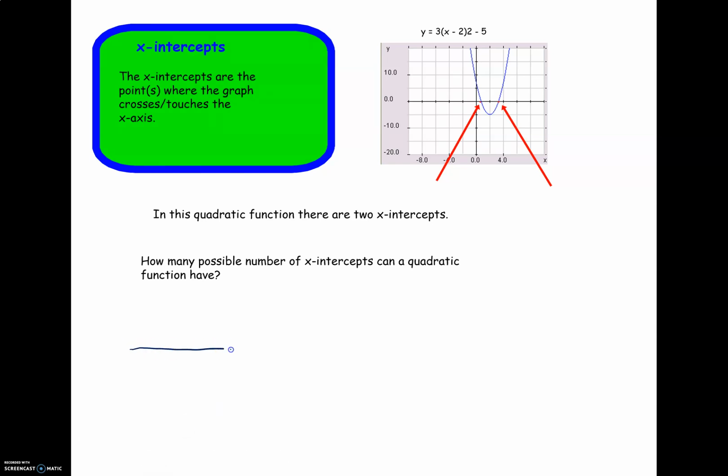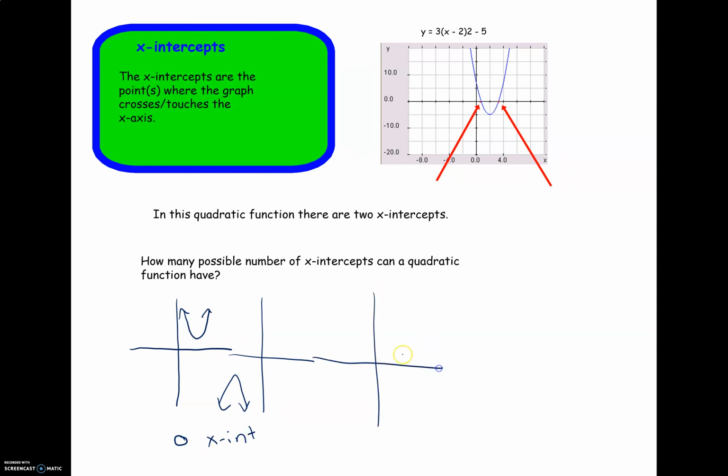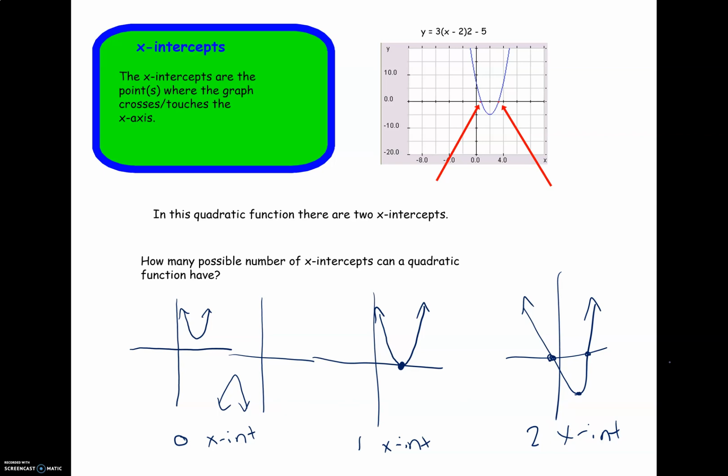If you said that a quadratic function could have no x-intercepts, you would be right. This can happen in the following scenarios. When the graph never touches the x-axis, I have 0 x-intercepts. We also have the possibility where I have just 1 x-intercept, and that's where the vertex is right on the x-axis. And then, like the example above, I have the possibility of 2 x-intercepts, and that's the max. So our options are 0, 1, or 2.